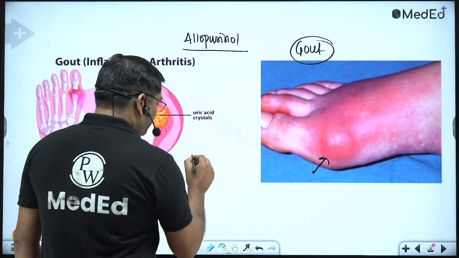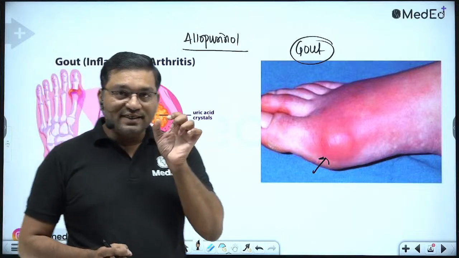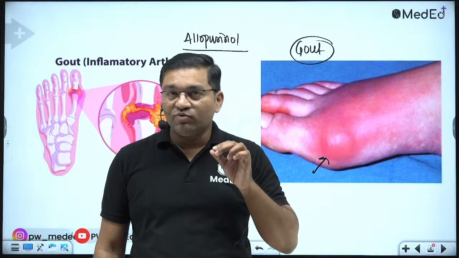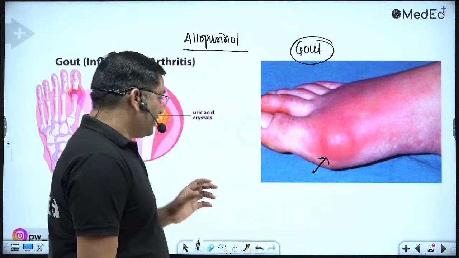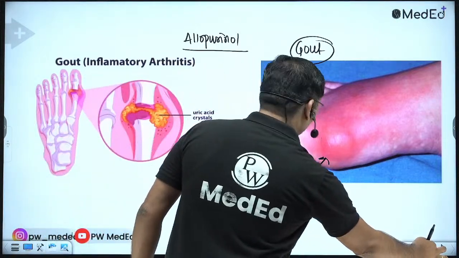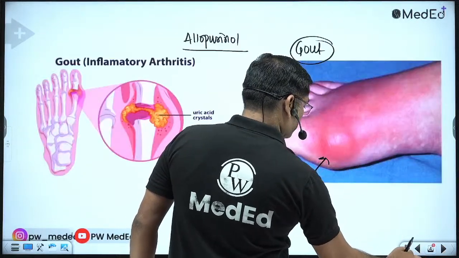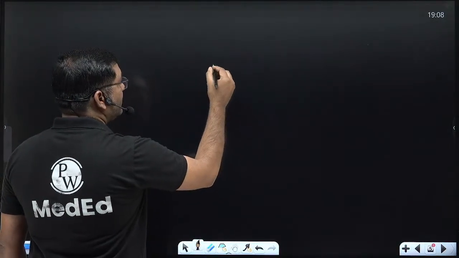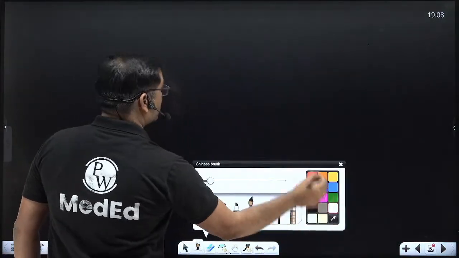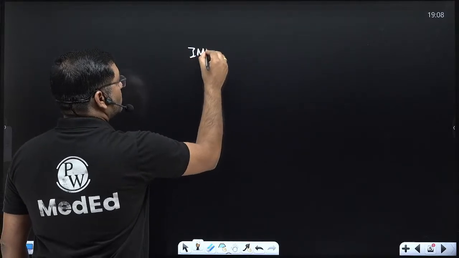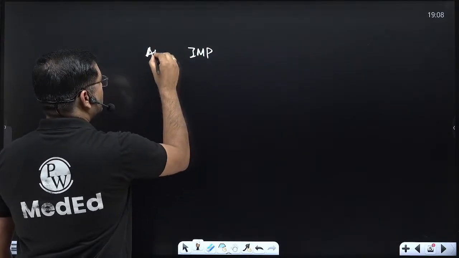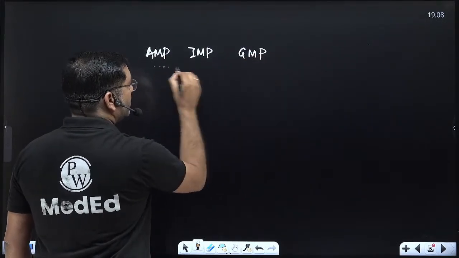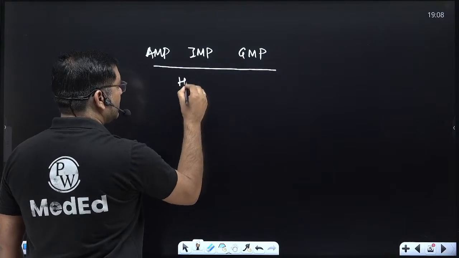So in the purine nucleotide degradation, remember, purine nucleotide degradation means AMP, adenosine monophosphate, and guanosine monophosphate. In the degradation, IMP, inosine monophosphate, AMP, adenosine monophosphate, and GMP, guanosine monophosphate, are converted into hypoxanthine and xanthine.